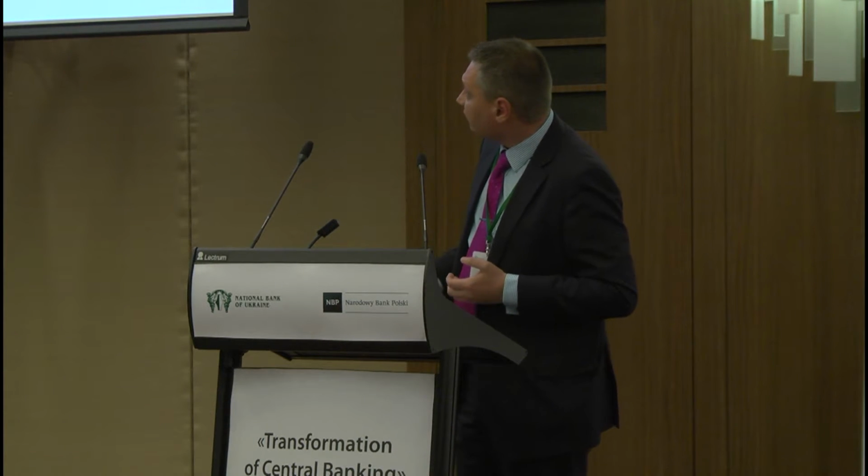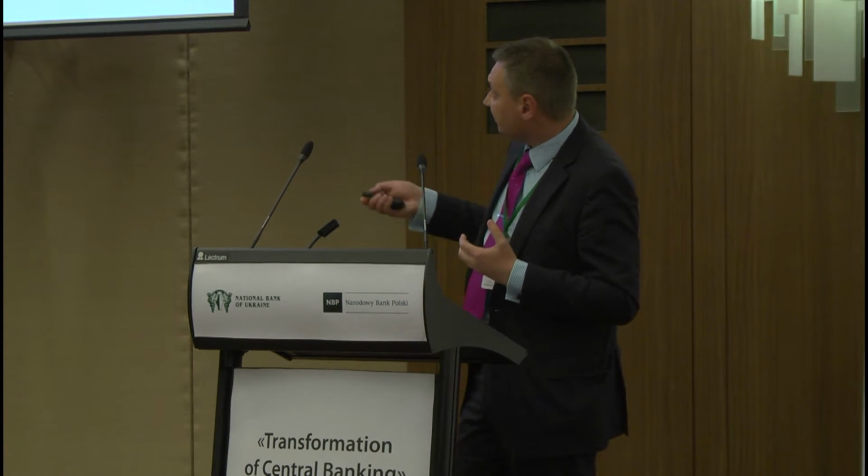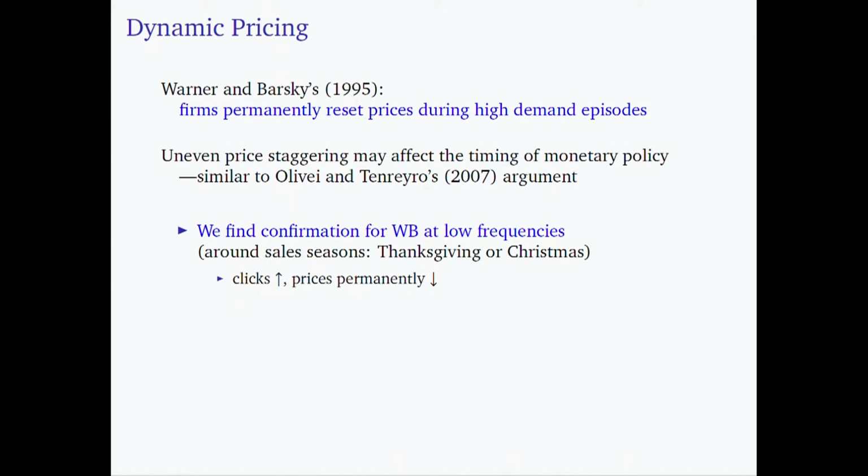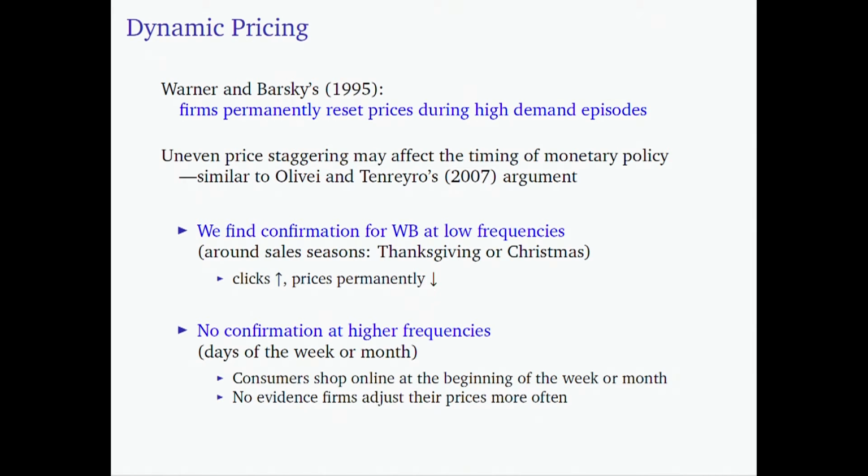What we find, our result says that there is confirmation for dynamic pricing, for Warner-Barsky, at a lower frequency. So around sales seasons, Thanksgiving and Christmas, clicks go substantially up while prices drop permanently down. However, when we turn to higher frequency, like day of week, months, even though we observe that consumers shop more at the beginning of each week or month, there is no evidence that firms adjust the prices more often.